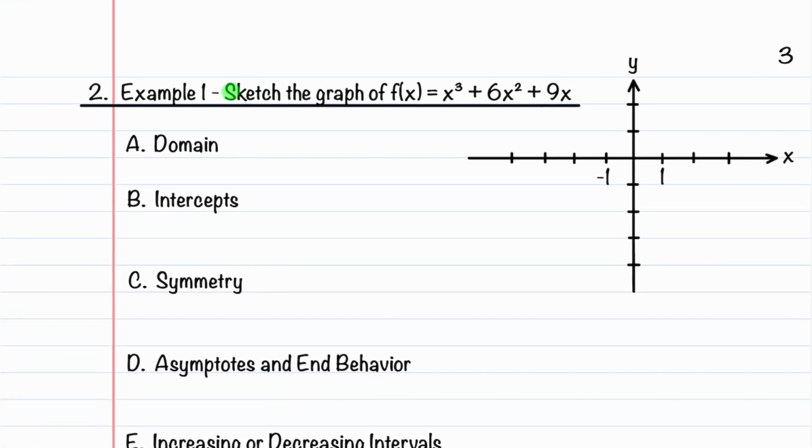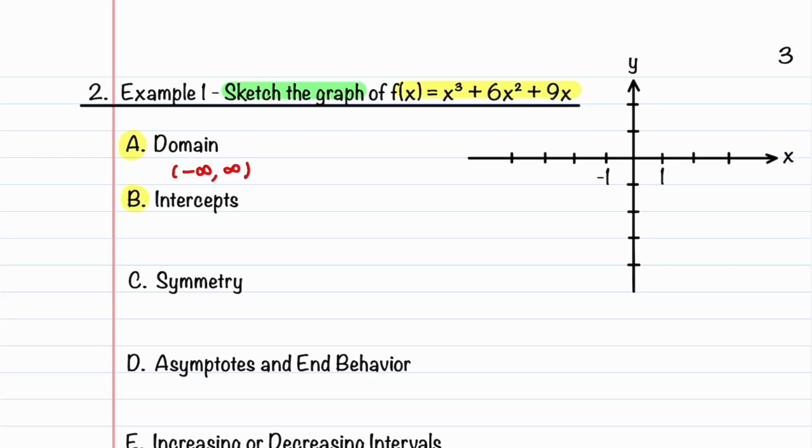Let's sketch the graph of the polynomial f of x is equal to x cubed plus 6x squared plus 9x. We'll start by looking at the domain. Because our function is a polynomial, its domain is going to be all the points from minus infinity to infinity.